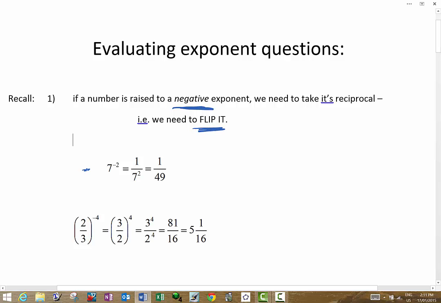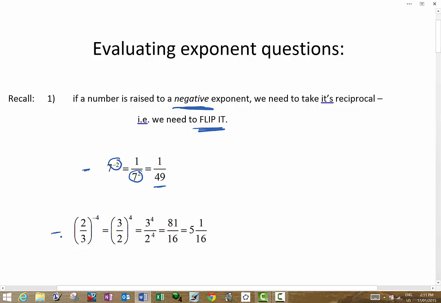Looking at the first example here, 7 to the power negative 2, dealing with a negative simply means that it's 1 over 7 squared. So 7 to the negative 2 is just the same as 1 divided by 7 squared, which is, of course, 1/49.